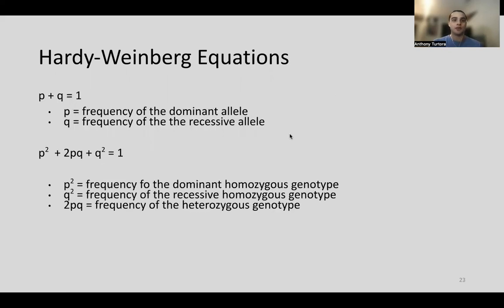And then again, the equations that we need to know are P plus Q equals 1, where P is the frequency of the dominant allele and Q is the frequency of the recessive allele. The other equation, P squared plus 2PQ plus Q squared equals 1, where P squared is the frequency of the dominant homozygous genotype, Q squared is the frequency of the recessive homozygous genotype, and 2PQ is the frequency of the heterozygous genotype. Therefore, if we know P and Q, which are our allele frequencies, we can then calculate the frequency of the genotypes in the population or vice versa.